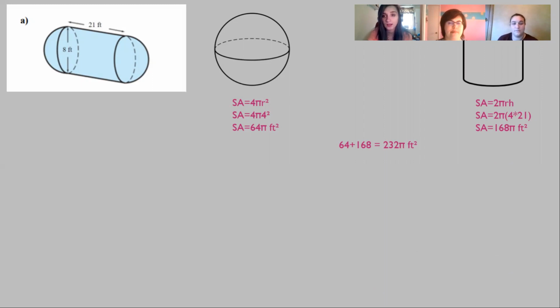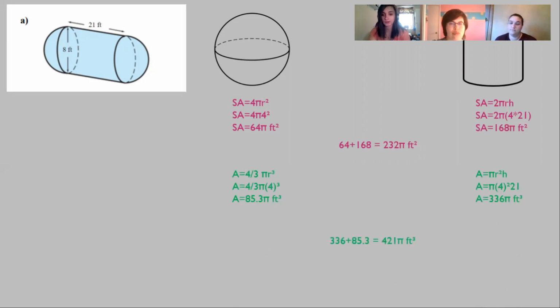And now we're going to do the volume. I'm going to do the same thing, but this time we're just going to use the formula for volume. So we plug this one in, we get 84.3 pi feet cubed. I'm going to do the same thing over here. I'm going to get 336 pi feet cubed. I'm going to add those together, and we're going to get 421 pi feet cubed.